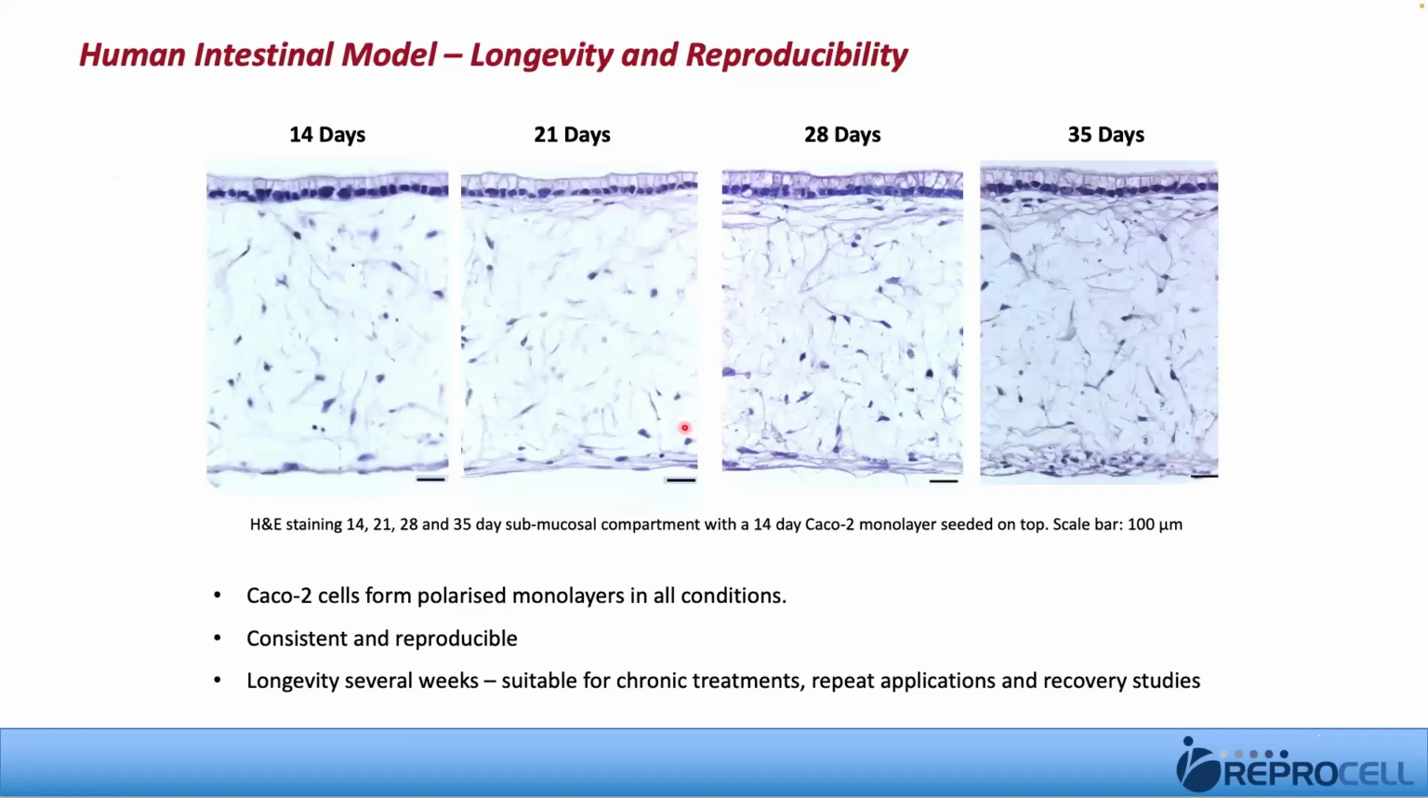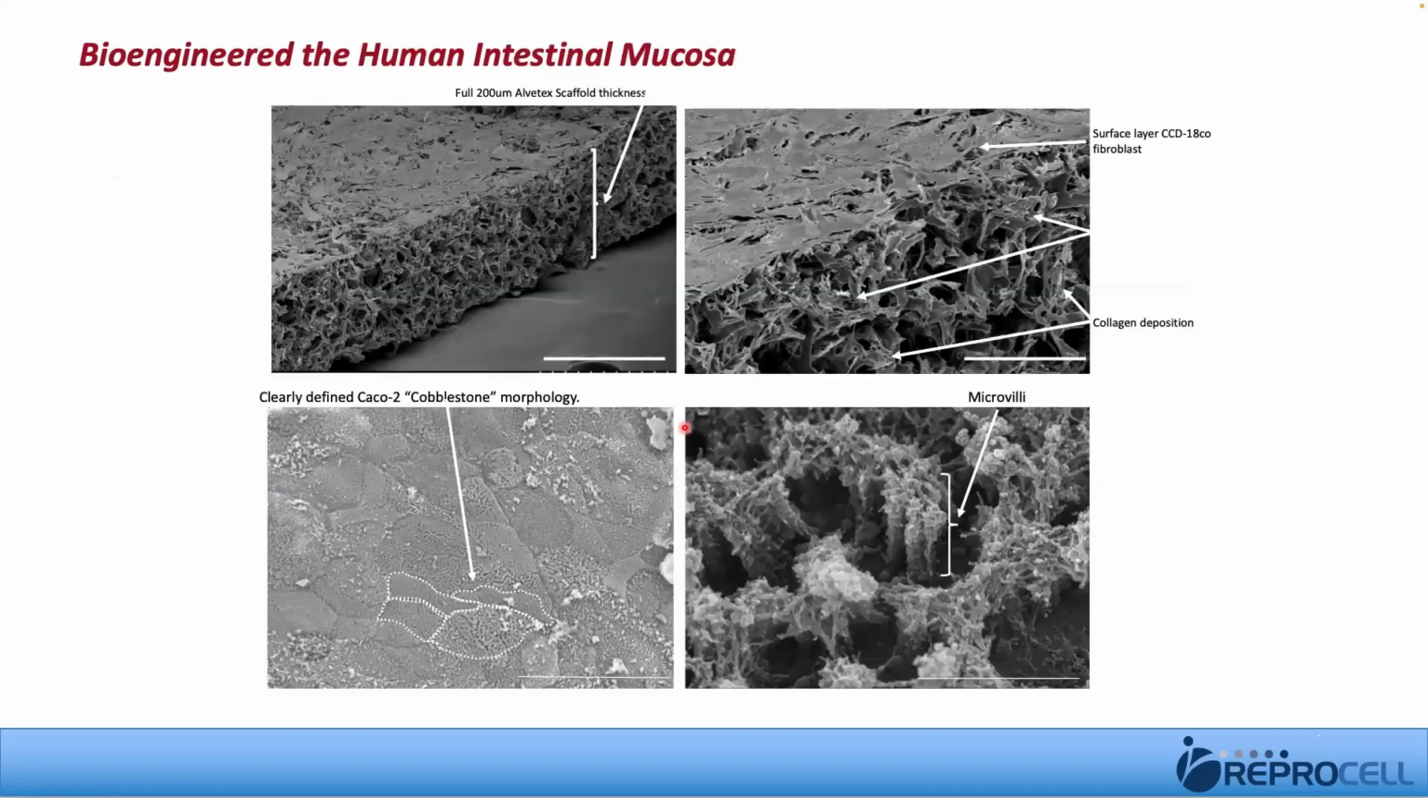We can maintain these for many weeks, and you see up to, in this example, 5 weeks. So nice and reproducible. Lots of characterization data again. Here are the fibroblasts in the top scanning electron micrograph images, and now we've got the CACOs on the bottom, with a cobblestone appearance at the surface of the cells, and at high magnification you can see the glycocalyx and microvilli.